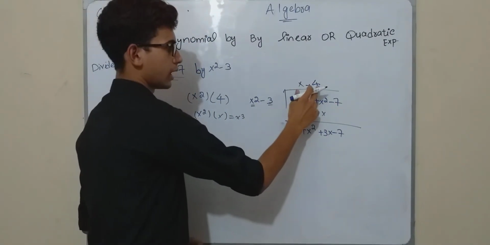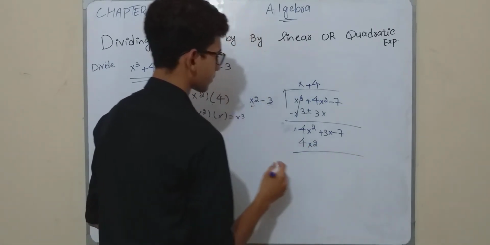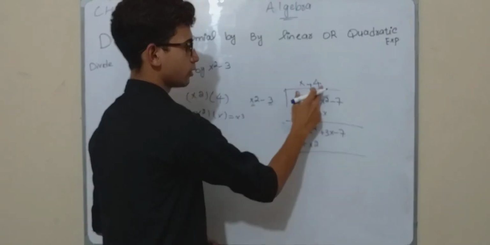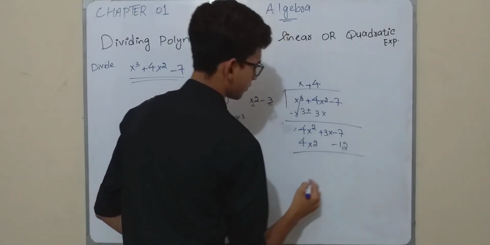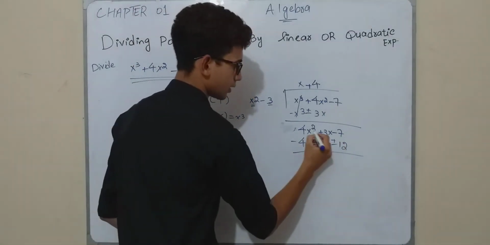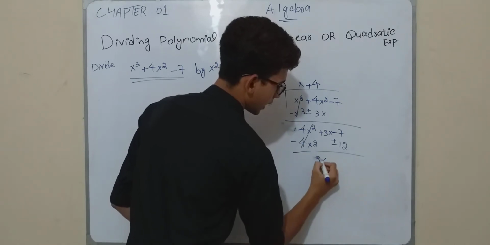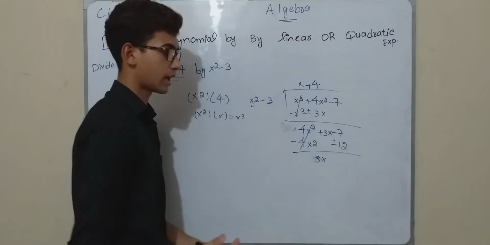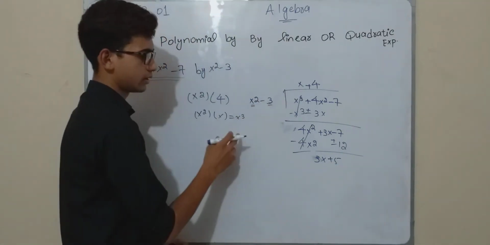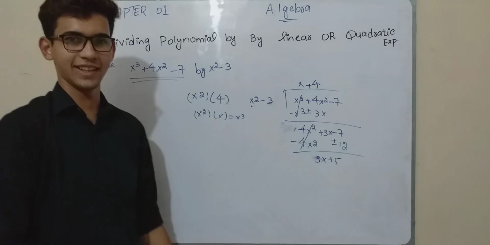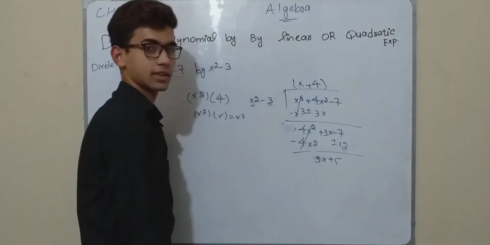4x square multiplied by 4, it becomes 4x square, and minus 3 into plus 4 makes minus 12. So changing the signs, this cancels, and now 3x and plus minus is minus, so this becomes plus 5. Now it is solved actually. So this is our quotient and this is our remainder.